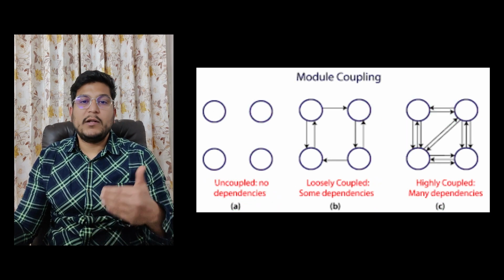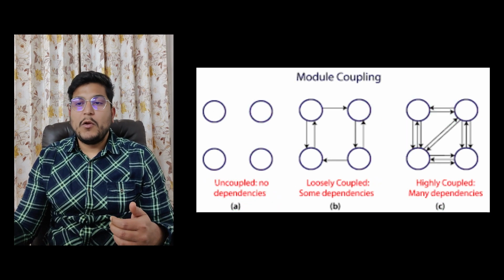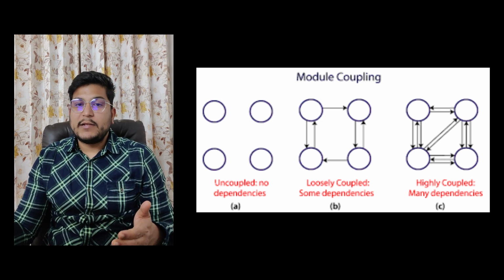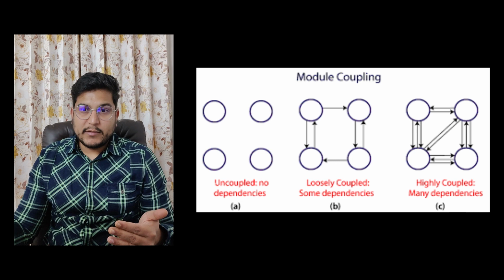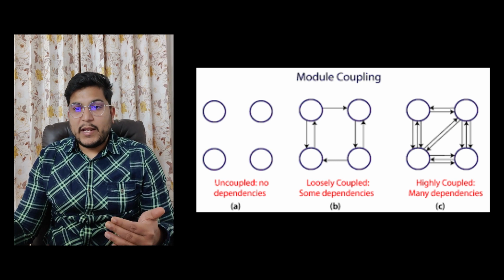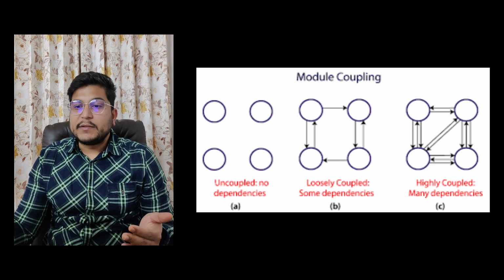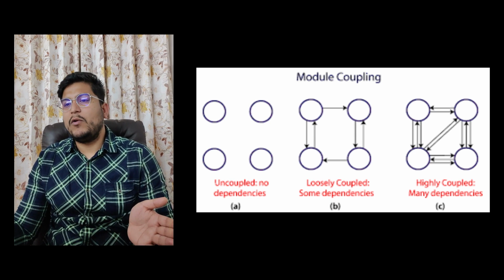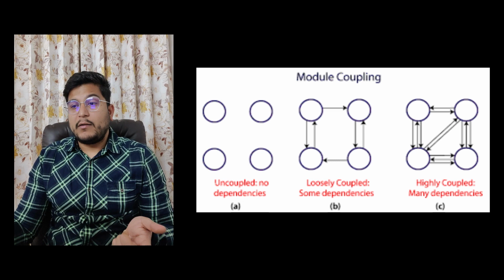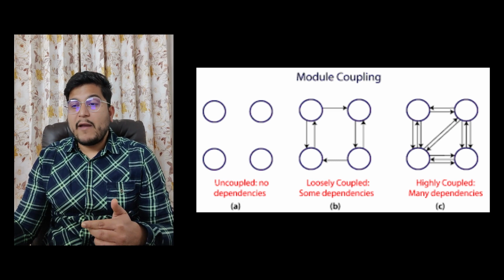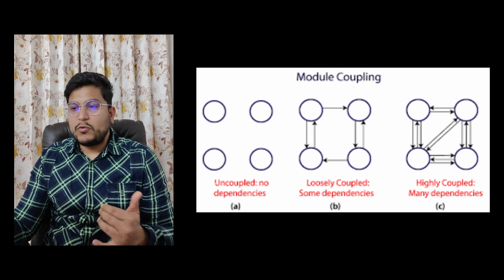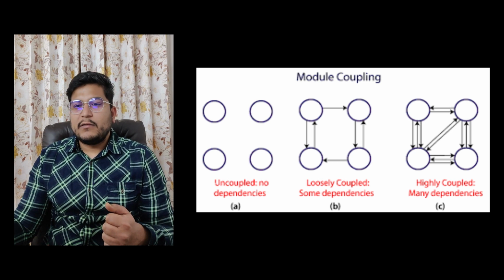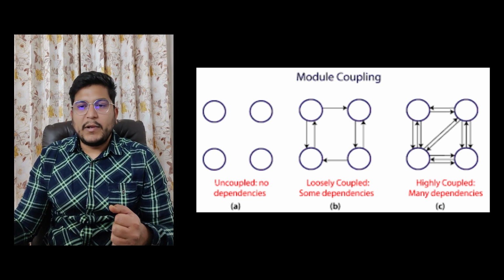Now let's move to another part. The other part is module coupling. As you can see in this particular image, in the first one, A, you have no dependencies. In B, you have limited dependencies, like the first one having only one arrow to the right. But in C, everything is too much. We are having too many dependencies, right? So now we also got what coupling is.